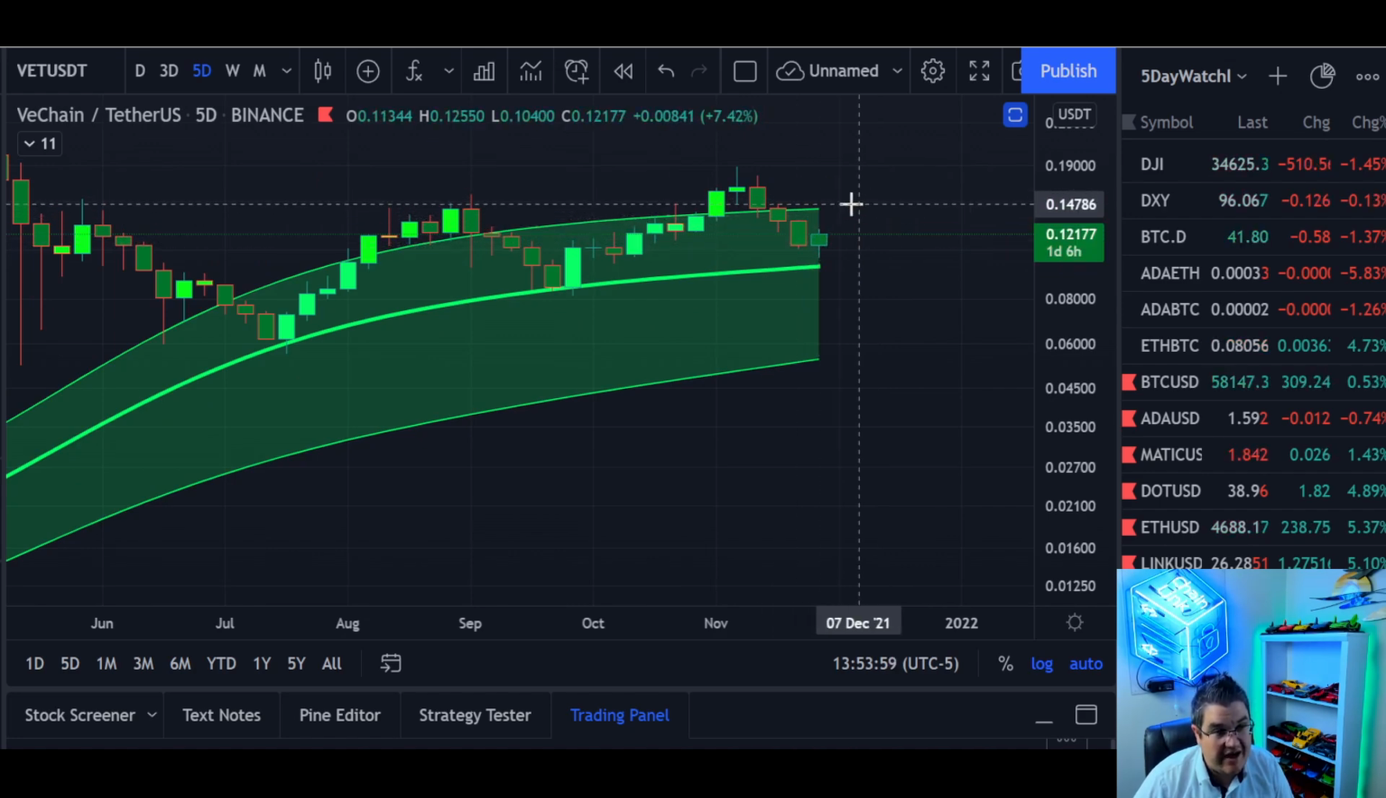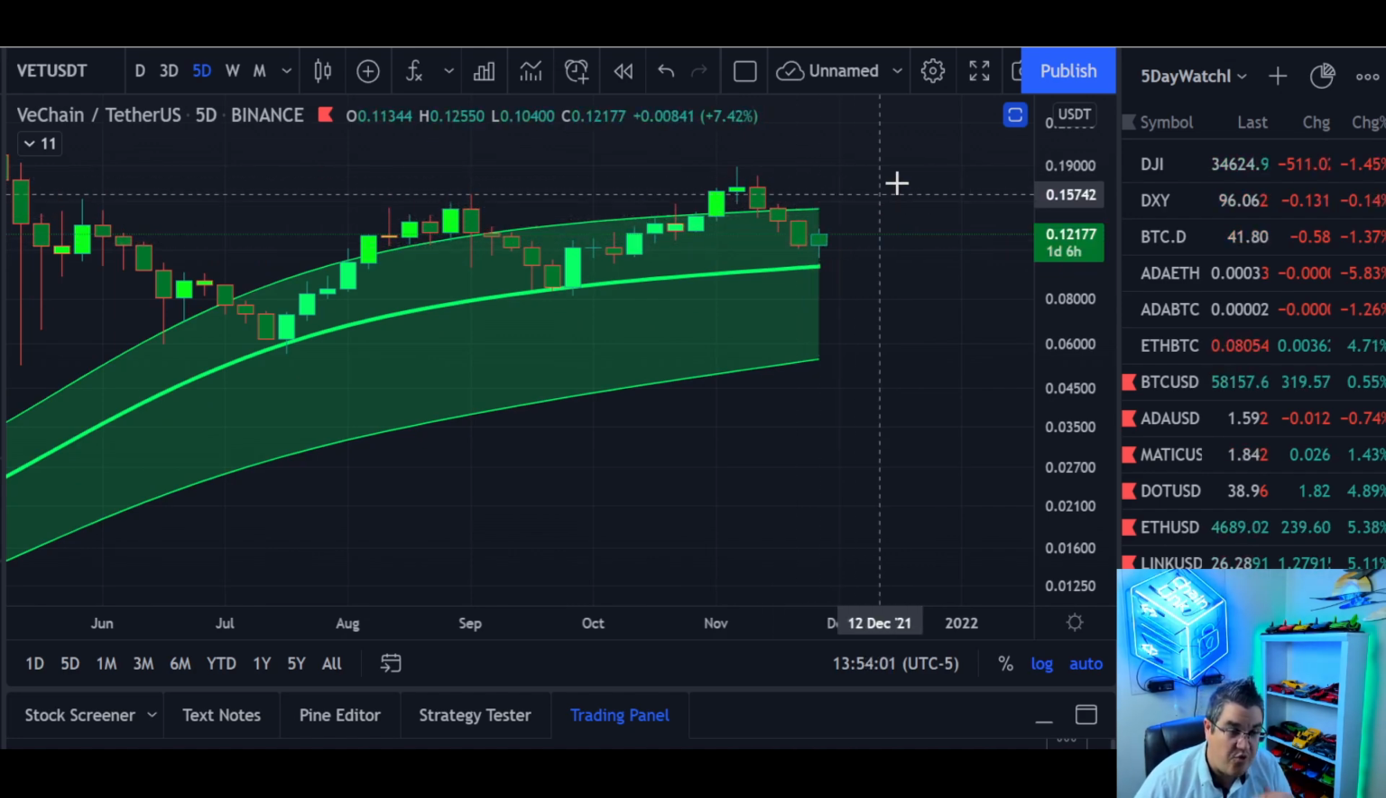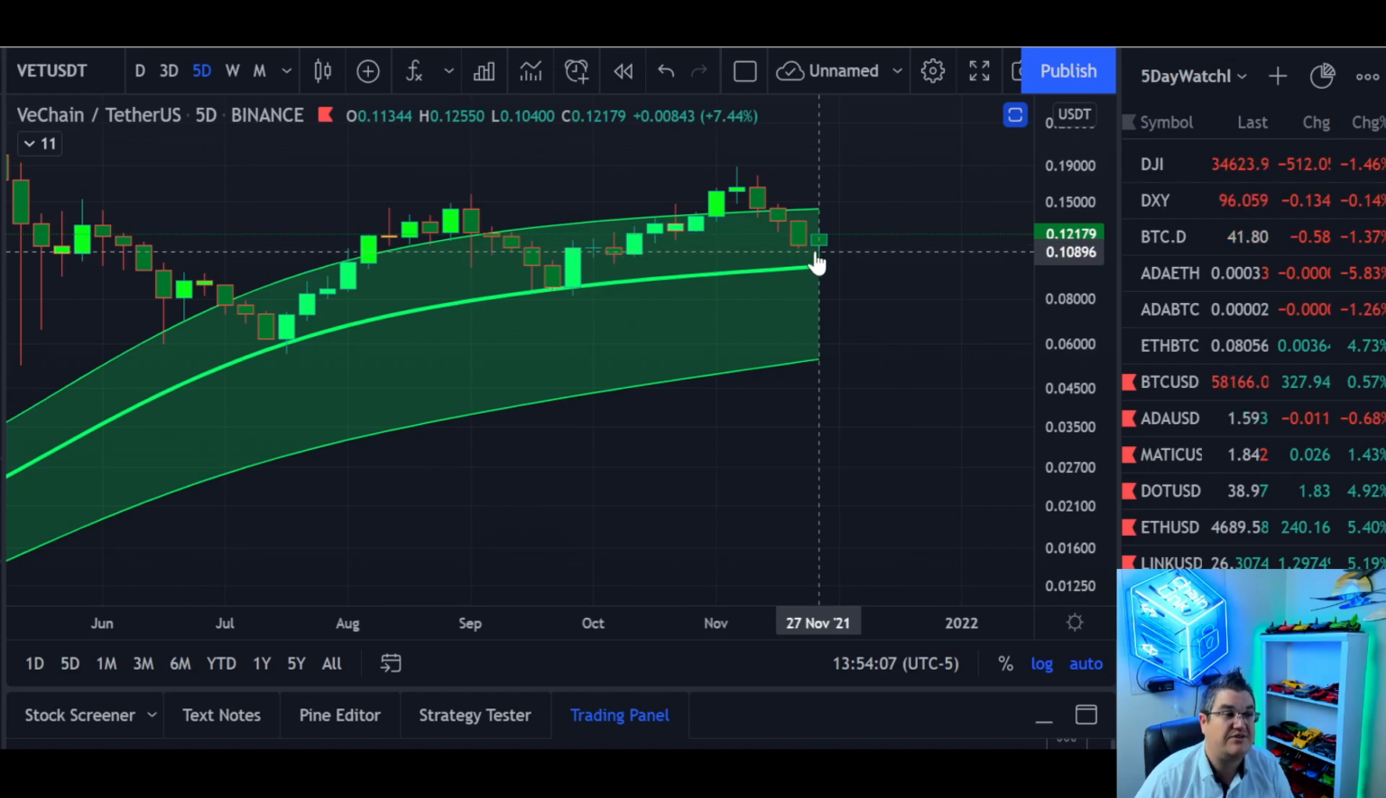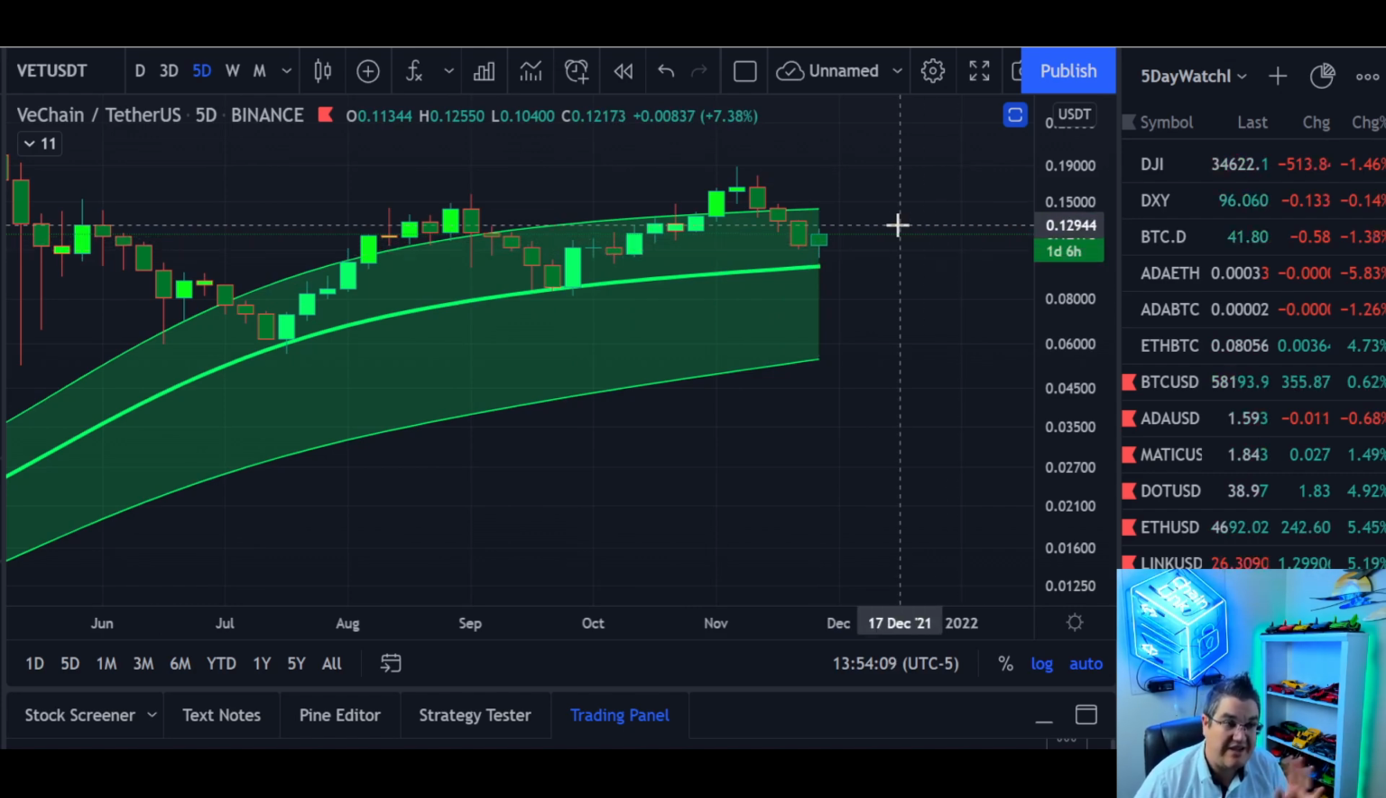VeChain needs to get back up out of this Gaussian channel before it can get really moving again, and then continue making these higher highs. And it's already making these higher lows. So good news across all of that. Even though VeChain's kind of stuck a little bit, now you know why. Momentum is down on the weekly.